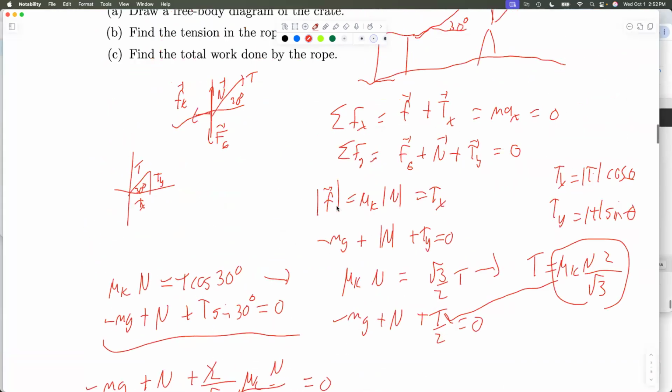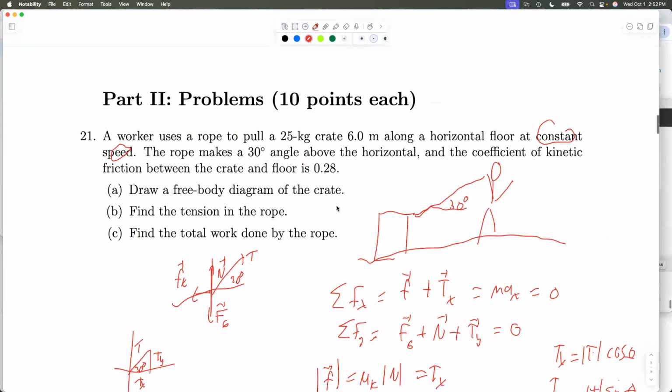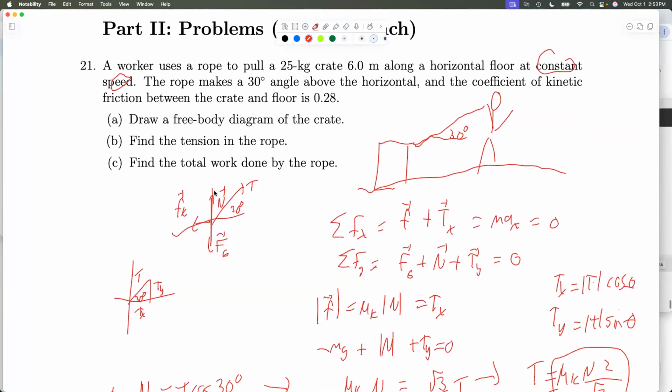Okay, that's still not what the question asked for. That was the tension. So that was really a test 1 kind of problem. We could have put that on test 1. Now, how much work is the rope doing?